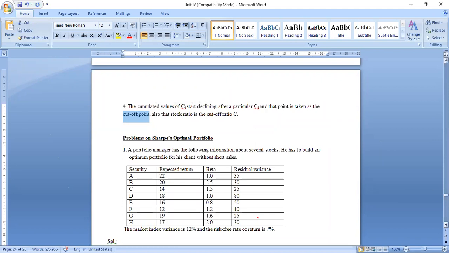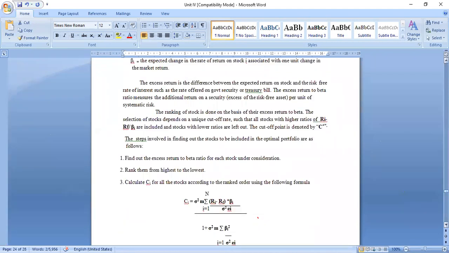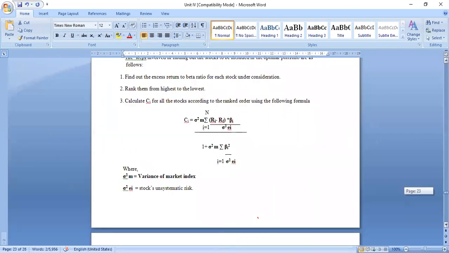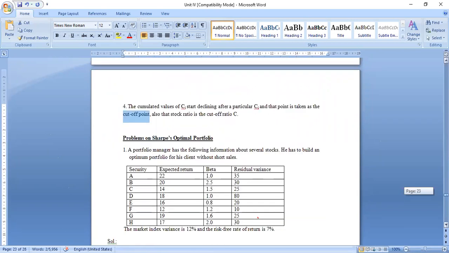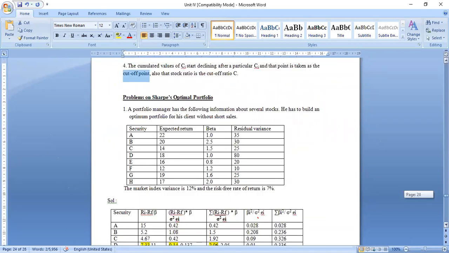Okay. So these are the 4 steps that we have to remember when we want to calculate the values of Ci, and at the end we have to find out the proportion of highest investment and the proportion of lowest investment for the securities in a portfolio. Okay. So now we will move on to this first problem. A portfolio manager has the following information about several stocks. He has to build an optimum portfolio for his client without short sales.